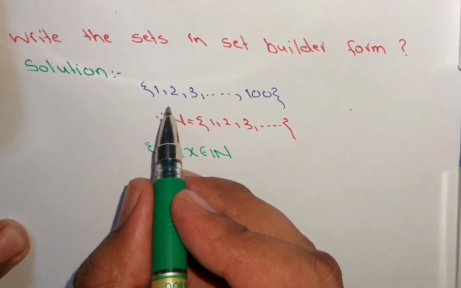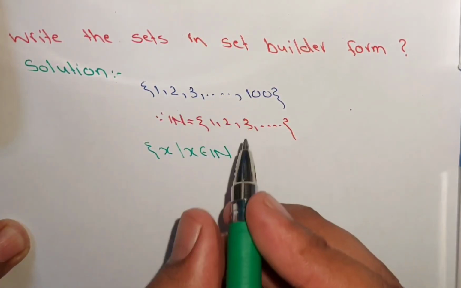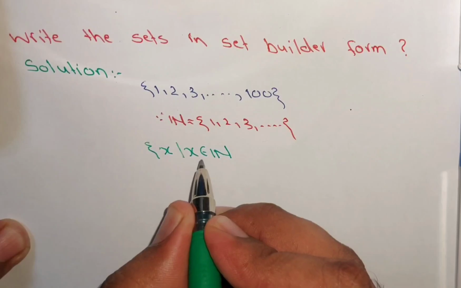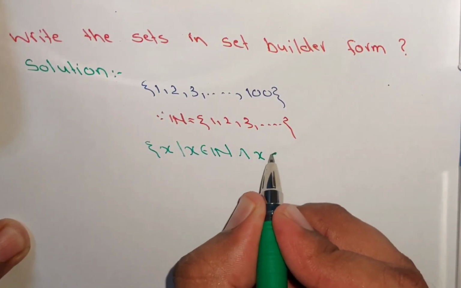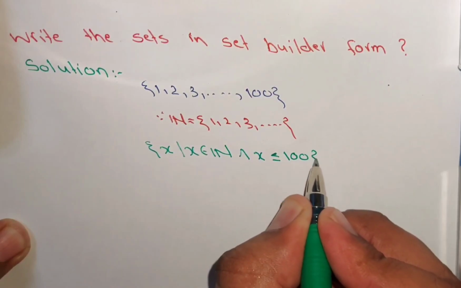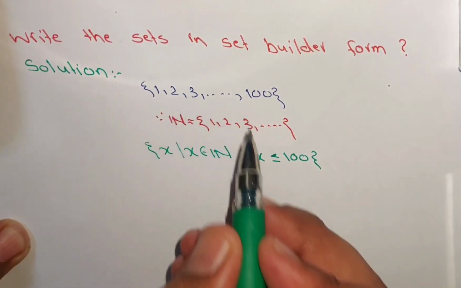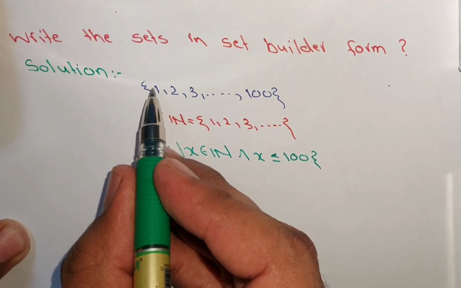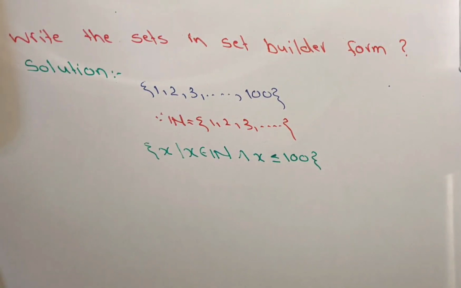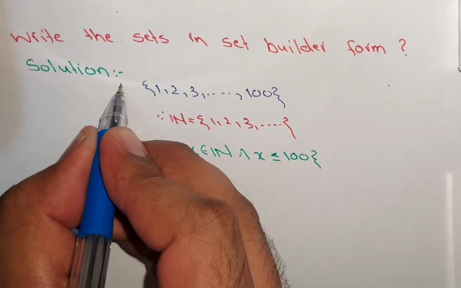But we have only 100 natural numbers here. So if x is a natural number, then x is less than or equal to 100, because we had only 100 natural numbers, not more than 100. So this is the set builder form of the above set. This is example number 1.